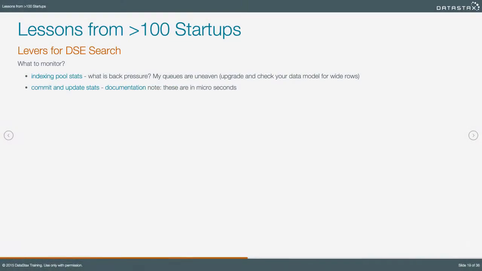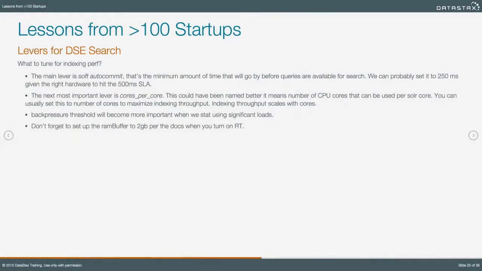And then let's talk about commit and update stats. These are going to give you details on your timing. There are different phases in the indexing process, and you can pull up the details of how much time was spent in each of those phases. Those are additional details that you can see for monitoring.